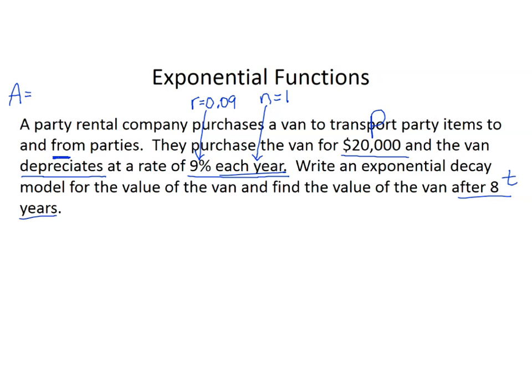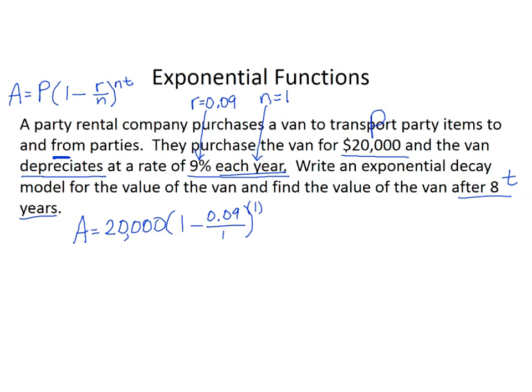So that's my t. All right, so we're going to have P and then 1 minus R over N to the NT. So A equals P, which is going to be 20,000. Then I'm going to have 1 minus, my R is 0.09, over 1, raised to the 1 times 8. So there's my model.